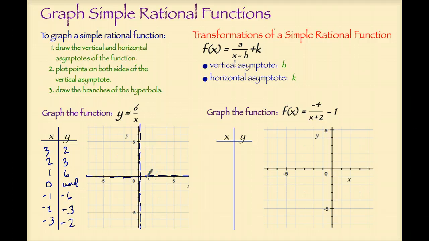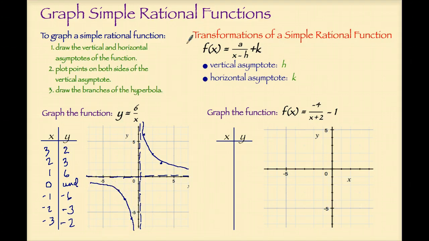Now let's plot these points. We have (1, 6), (2, 3), and (3, 2). So the right branch of this hyperbola is going to look like that. Then to the left of the vertical asymptote, we have (-1, -6), (-2, -3), (-3, -2). So the left branch is going to look like that. And there you have the graph of a hyperbola.